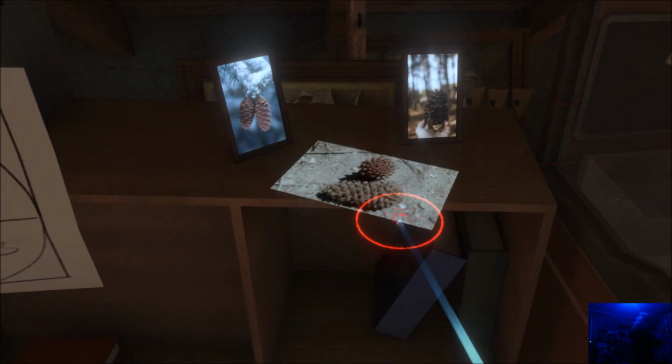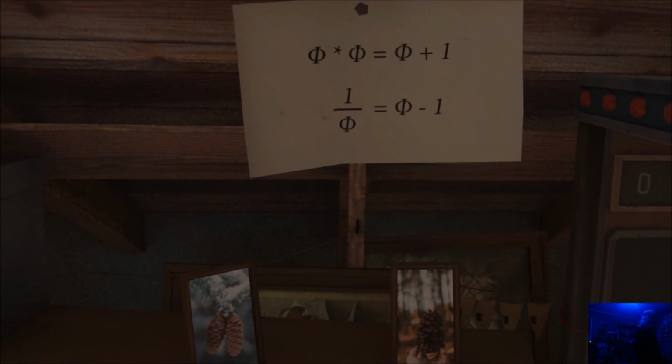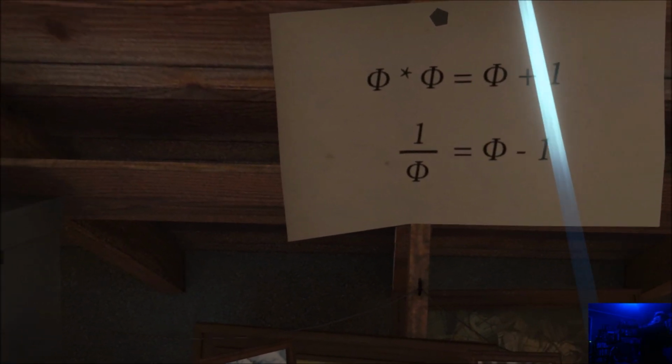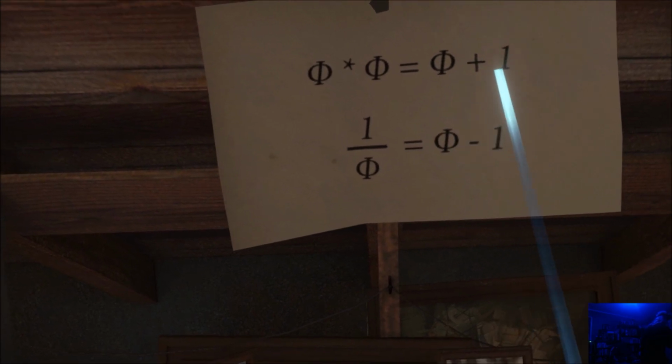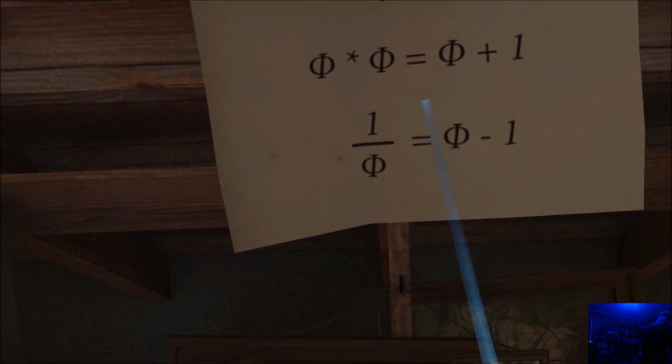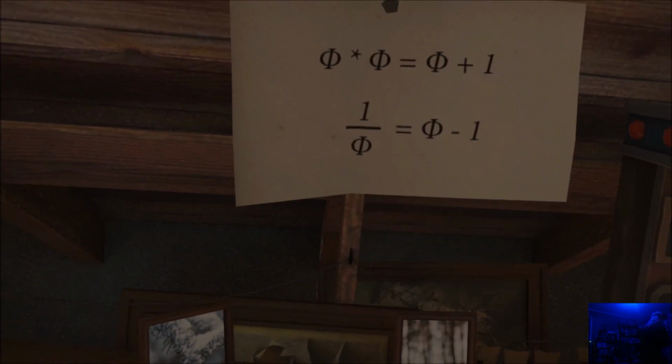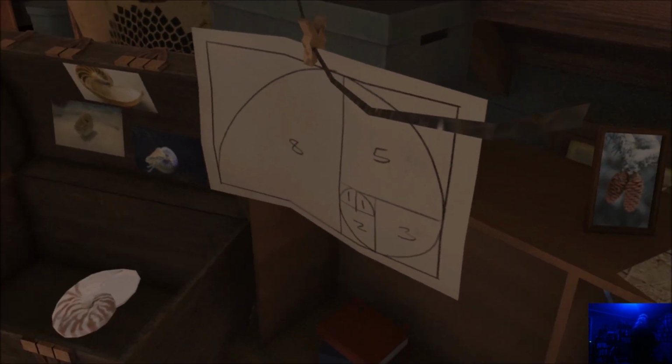Phi is special for a lot of reasons, but part of what makes it so fascinating is that when you multiply phi by itself, it's equal to phi plus 1. Additionally, 1 divided by phi is equal to phi minus 1. You write that down now in your copybooks, everybody.